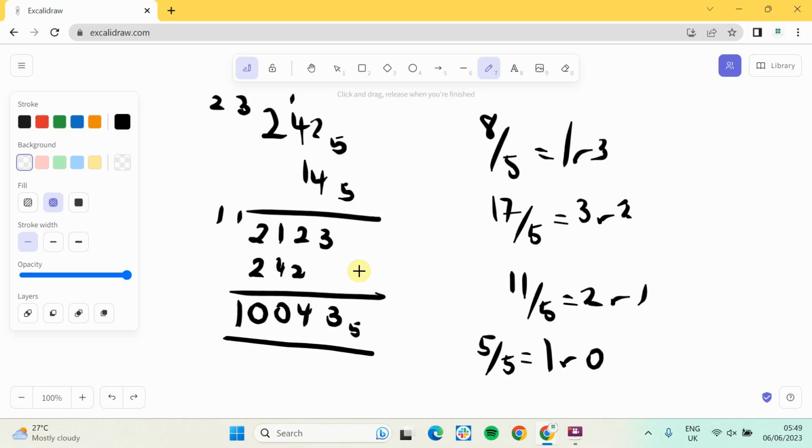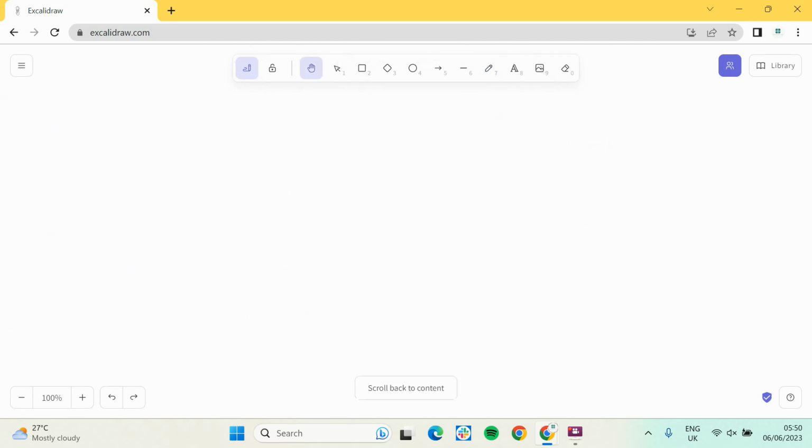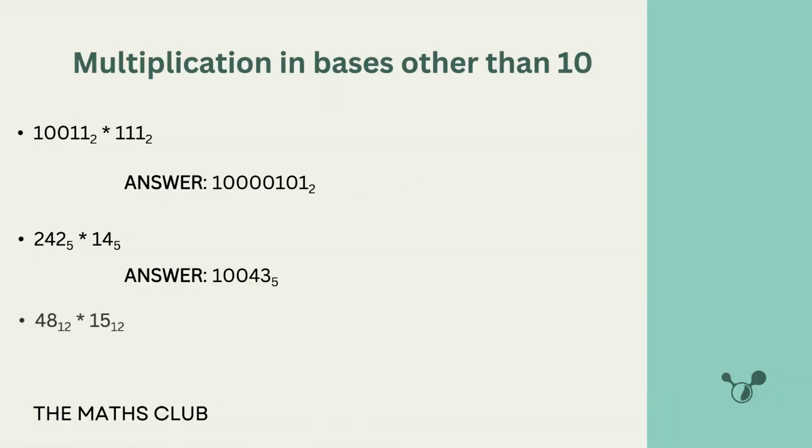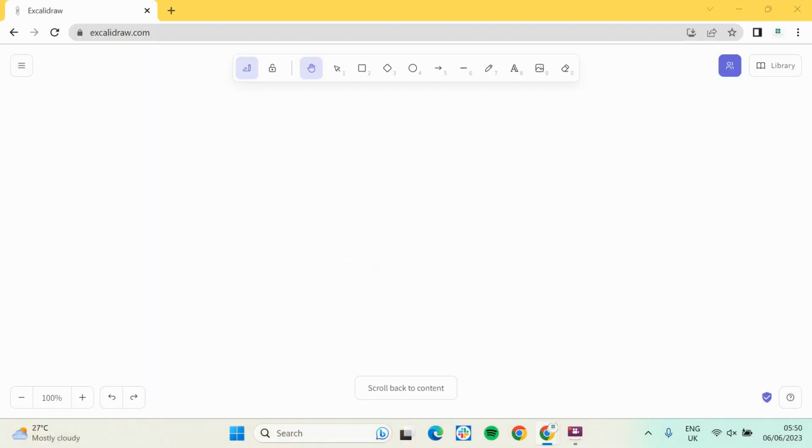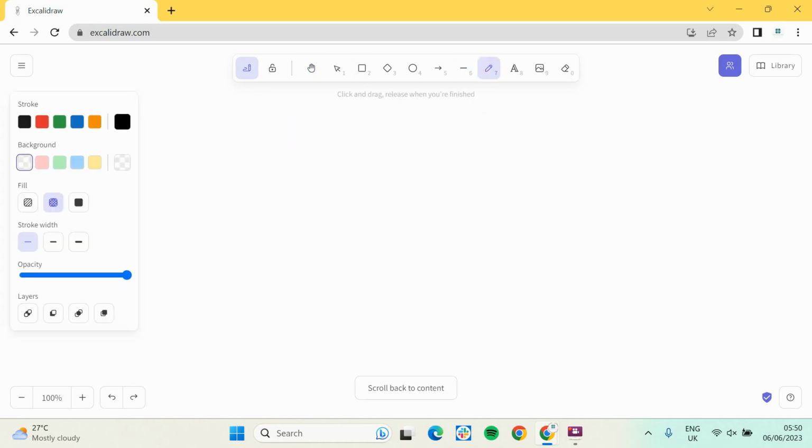That means we did very well. Great. We're actually moving very fast. Now let's move to the next question. This question says multiply 48 in base 12 by 15 in base 12. So let's see. So 48 in base 12 by 15 in base 12, right?